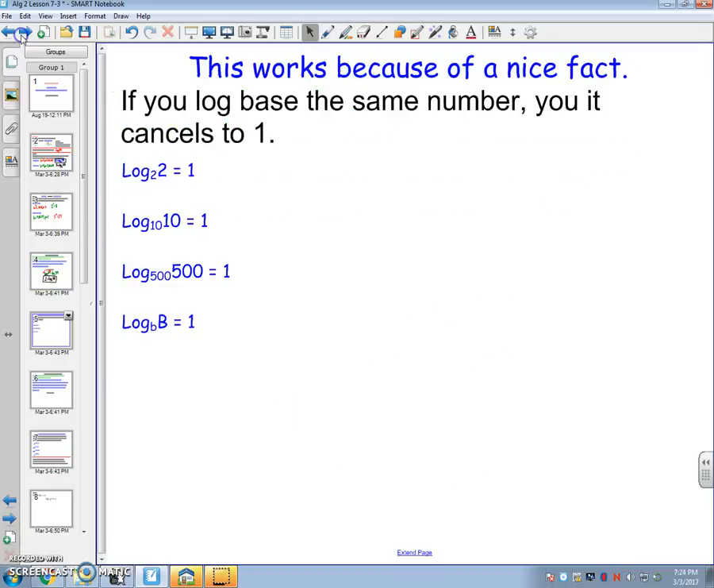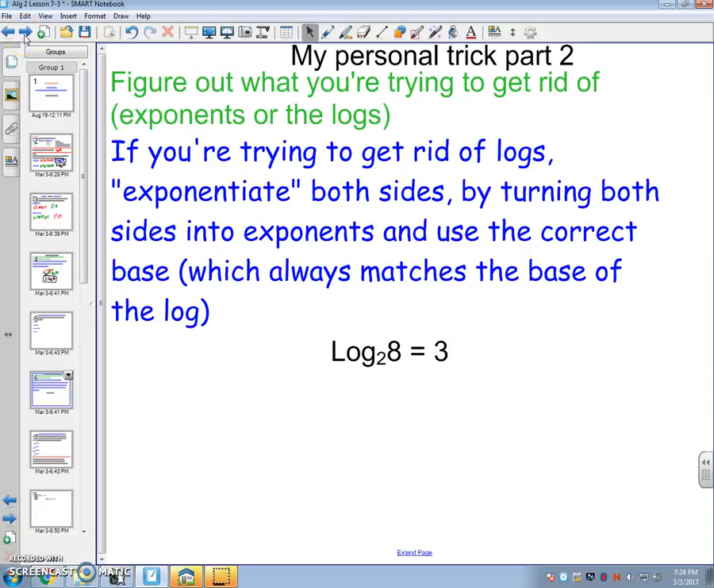Same for the second part, going backwards. Instead of trying to get rid of the exponents, what if I'm trying to get rid of the word log? You get rid of the word log by exponentiating both sides, because logs and exponents are opposites, like adding, subtracting, multiplying, dividing, squaring, and square rooting. They cancel each other out. So I'm going to turn both sides into exponents and use the correct base, which always matches the base of the log. Here I have log base 2 of 8. I'm trying to get that log base 2 out of the way by making both sides exponents and putting 2 at the bottom. This will make this cancel out and just leaves the 8 by itself.